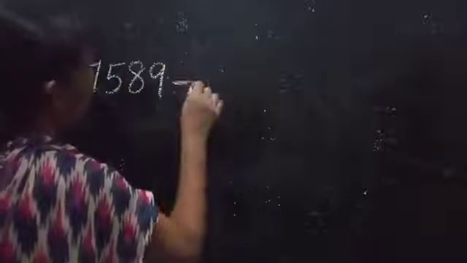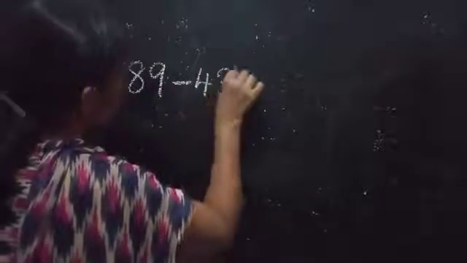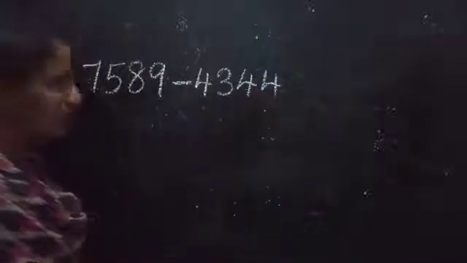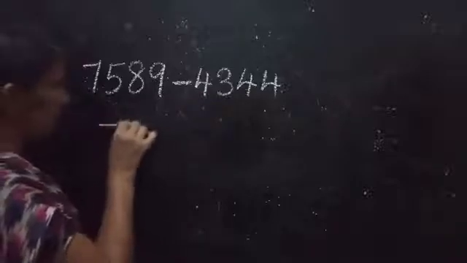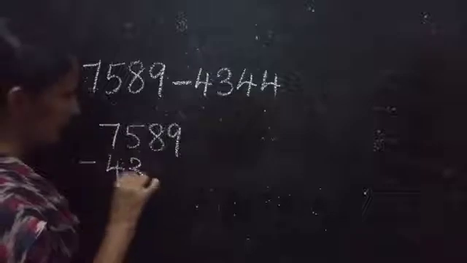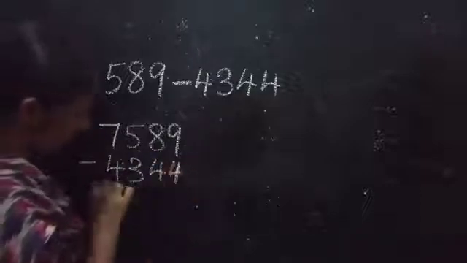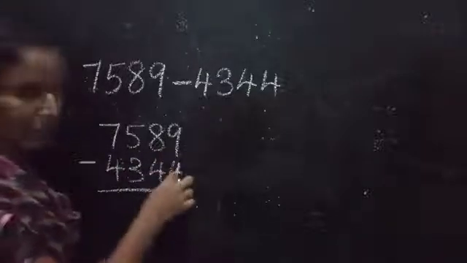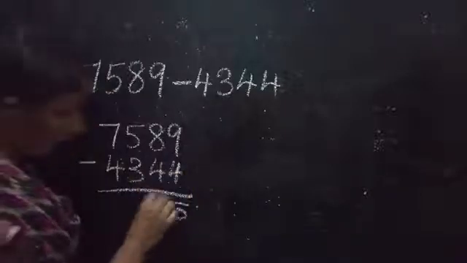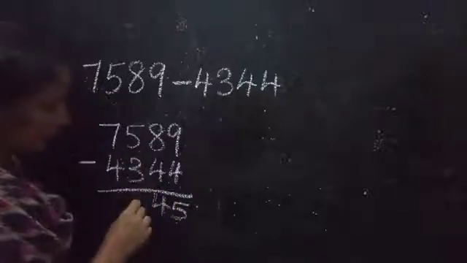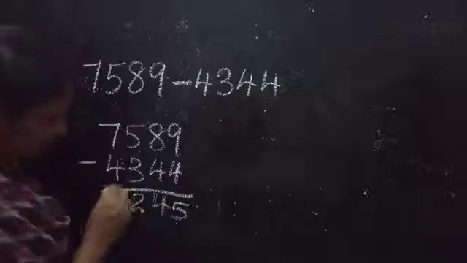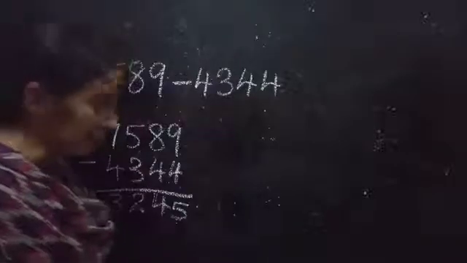7589 minus 4344. Okay. Write it downwards. 7589 minus 4344. Now we have to subtract. 9 minus 4, 5. 8 minus 4, 4. 5 minus 3, 2. 7 minus 4, 3. Okay children, how will we check the subtraction?